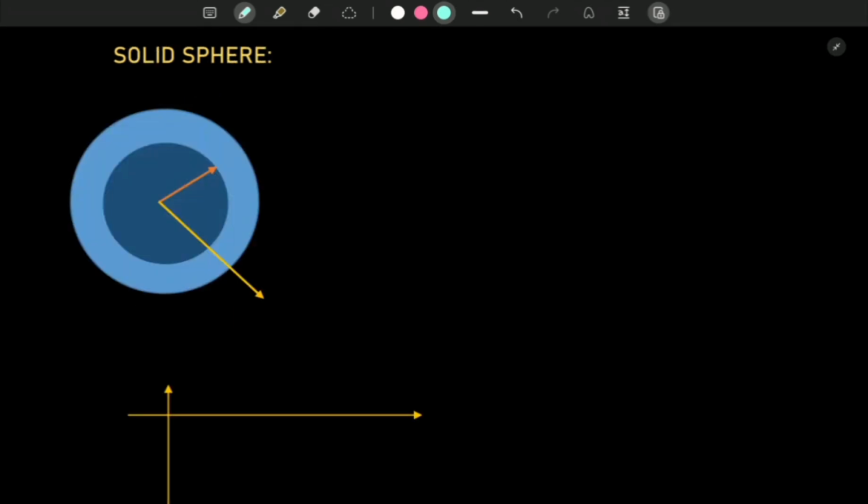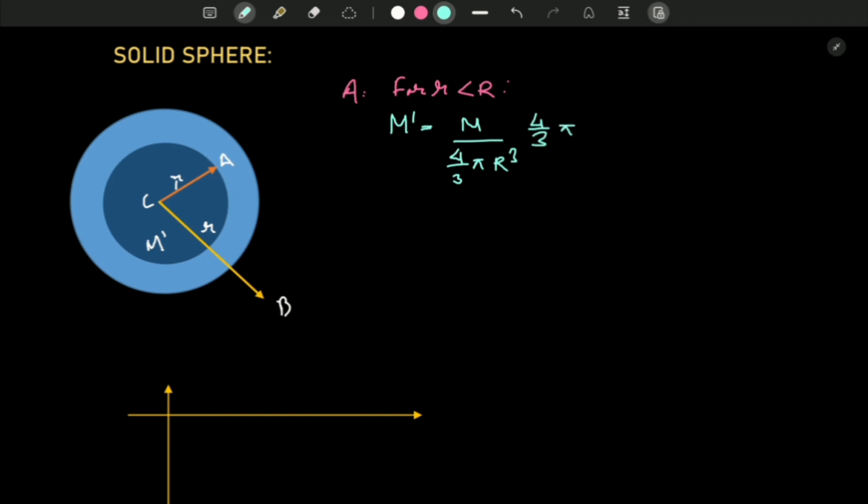Now let us see the gravitational field strength for a solid sphere. Before that, let me mark the points. This is the center, this point is A, and this point is B. Let the inside portion of the solid sphere be mass M dash. So point A is for small r less than capital R, where R is the radius of the solid sphere. For this, we need to calculate M dash. So M dash is mass M divided by the volume of the sphere, which is 4 by 3 pi R cube, into the volume of the inside portion, which is 4 by 3 pi small r cube. So this turns out to be M r cube by capital R cube.